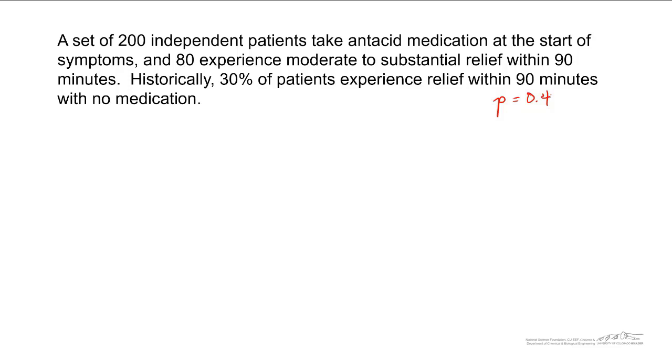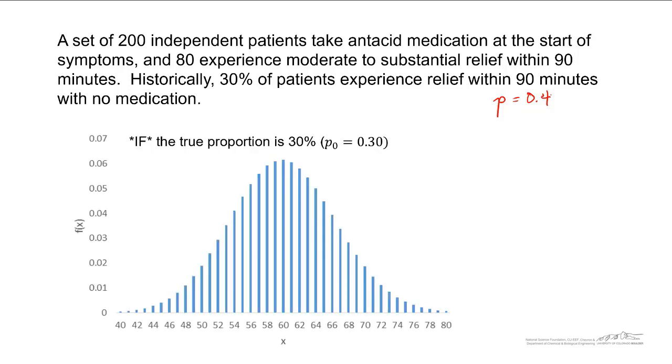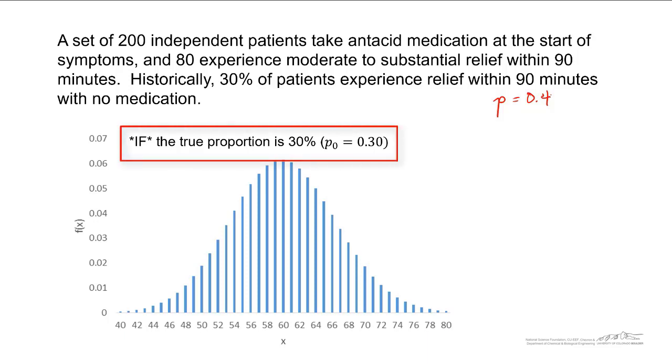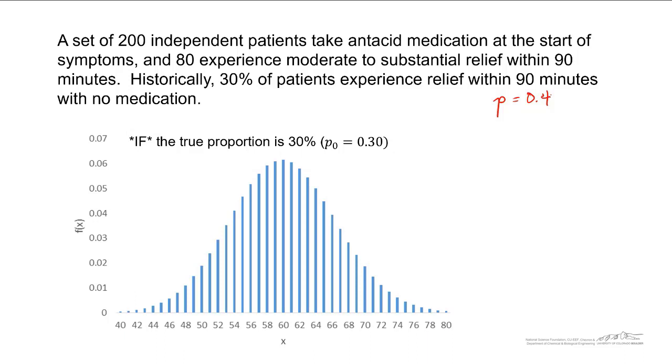relieve the symptoms. This problem represents binomial trials because the patients are our trials and we have a probability of success or failure. So if the true proportion is 30%, this is sort of our null hypothesis, then the distribution looks something like this. If n equals 200, it's centered about 60. This shows the probability distribution function based upon that 30% in a population of 200.